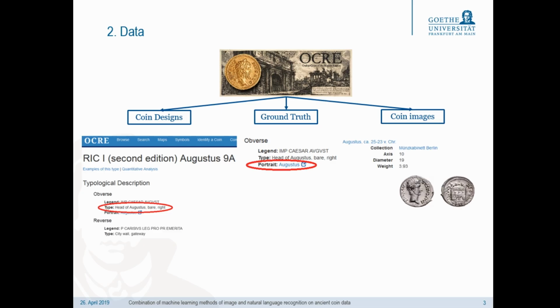The first one are the coin designs, which describe the iconography of the obverse. The second one is the so-called coin tooth, which is represented by the portrait attribute. The third one are the images of the coins, which are associated with the coin type.